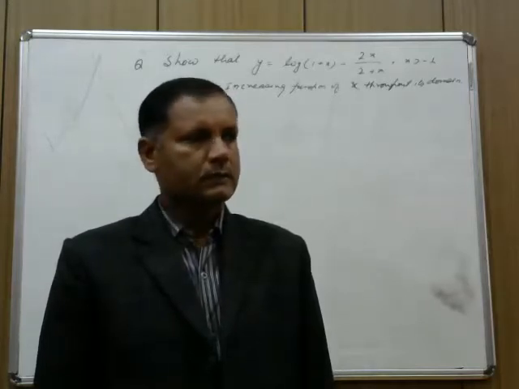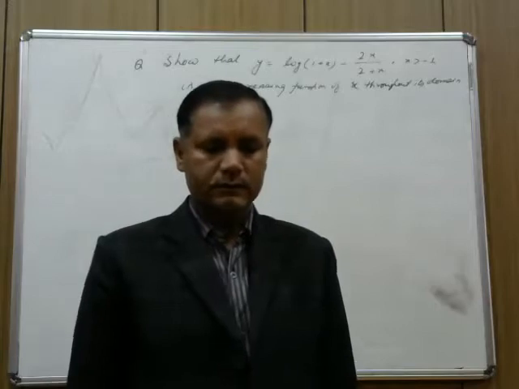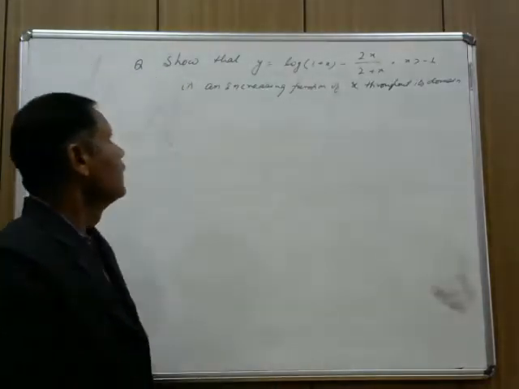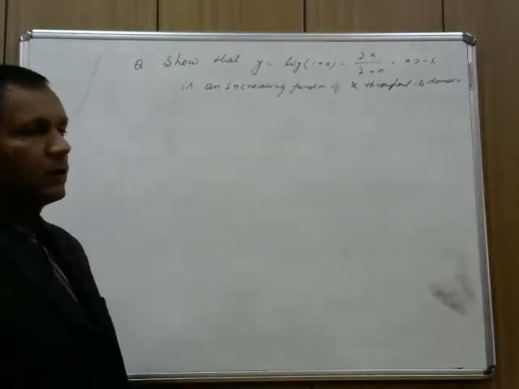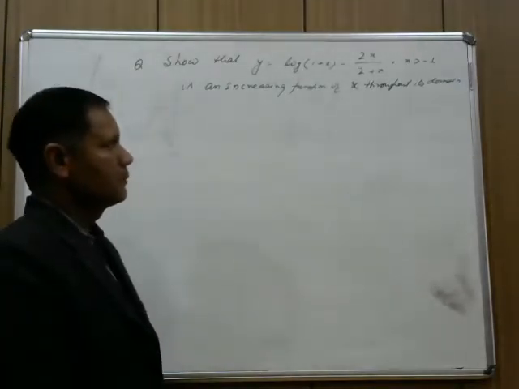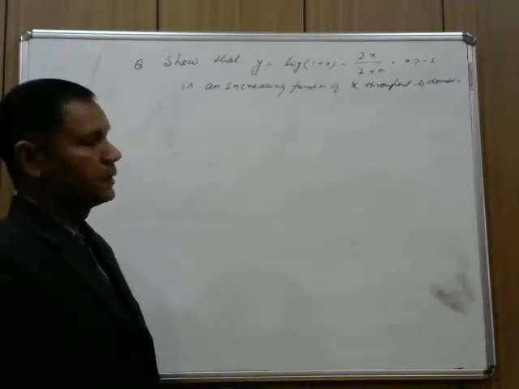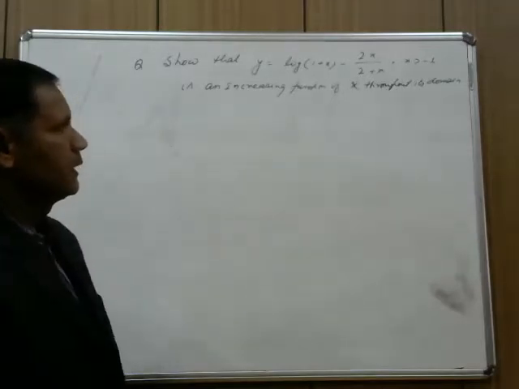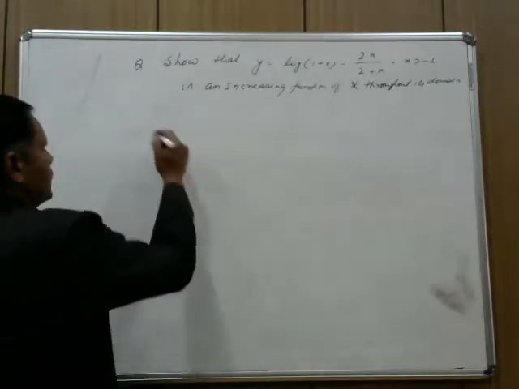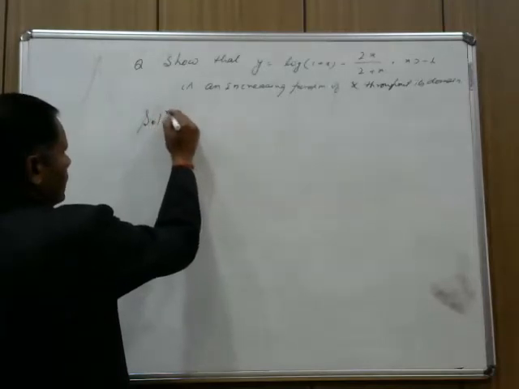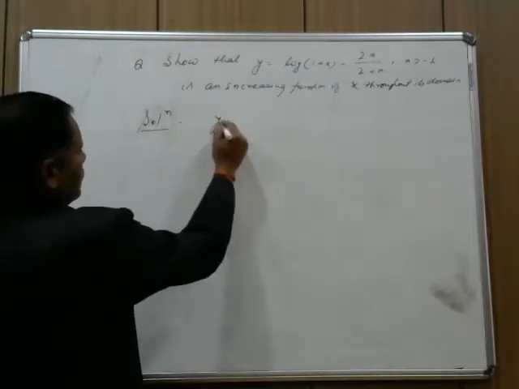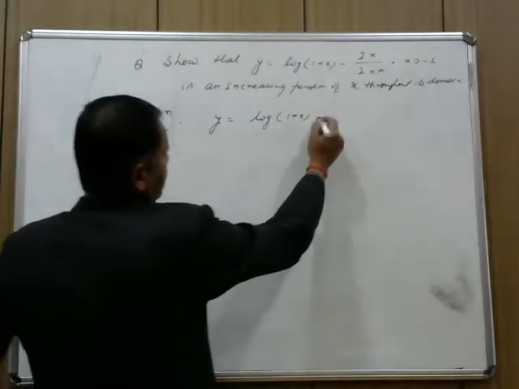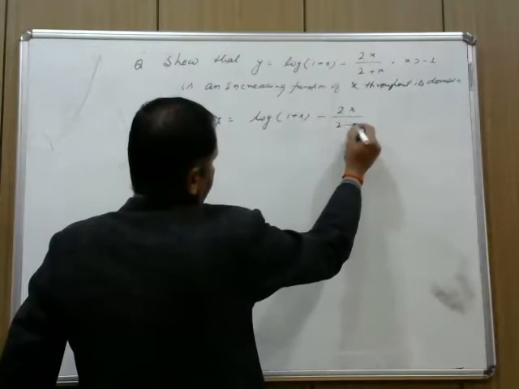Today I will be discussing the rest of the questions of increasing and decreasing functions. The question here is: show that y = log(1 + x) - 2x/(2 + x), for x greater than -1, is an increasing function of x throughout its domain. For that, first of all, we will differentiate y = log(1 + x) - 2x/(2 + x).